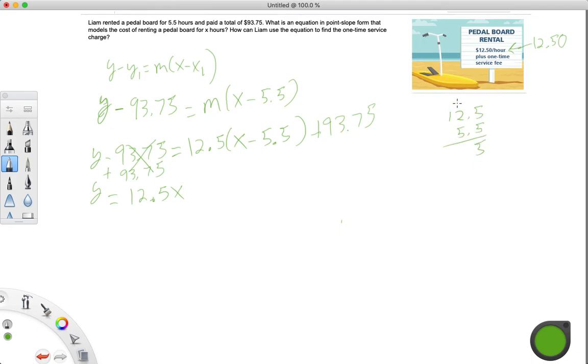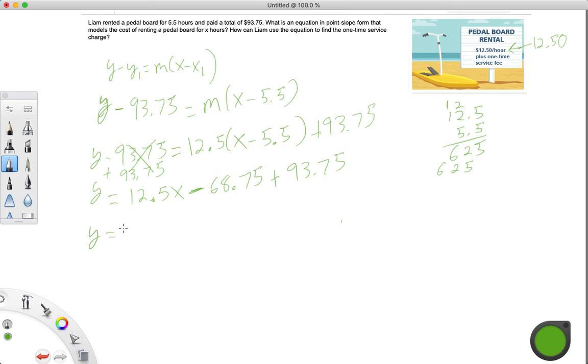It's 25, 10, 12, 6, 68.75 minus 68.75 plus 93.75. Well, that's nice that that'll work out fairly well.